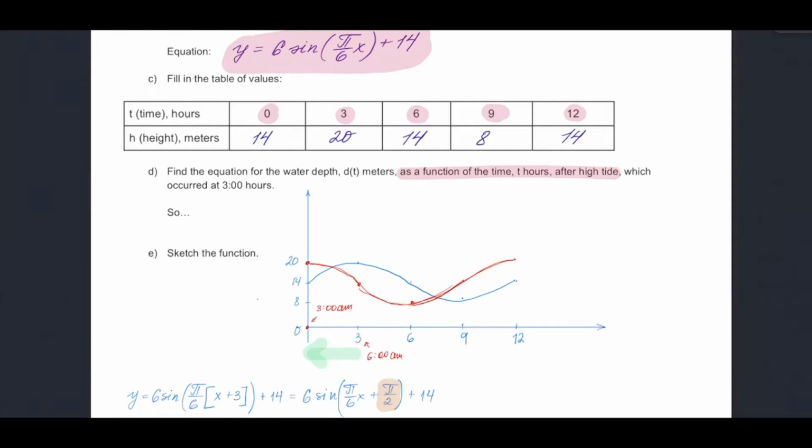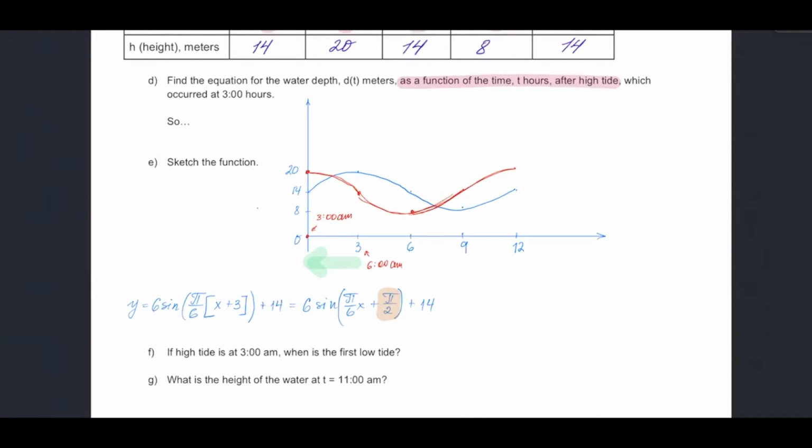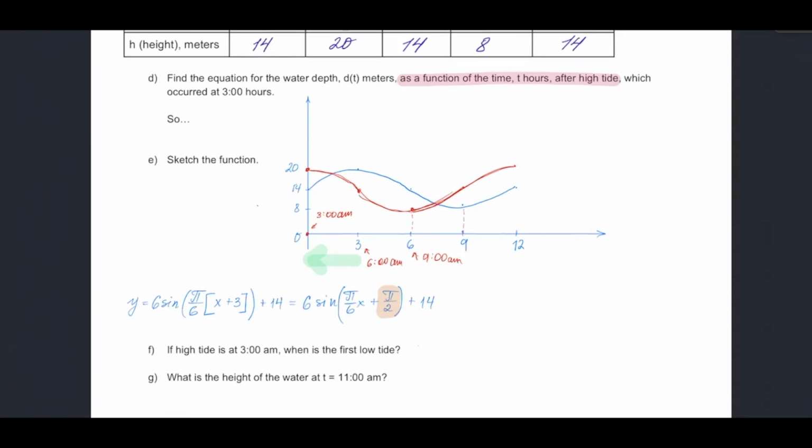And on it goes. When they ask us if high tide is at 3 a.m., when is the first low tide? Well, the first low tide, according to the graph, is at 6, but 6 plus 3 is 9 a.m. And that was the minimum. When we graphed starting at midnight, exactly at 9 a.m., we saw the minimum tide. So the answer is 9 a.m. is our first low tide.